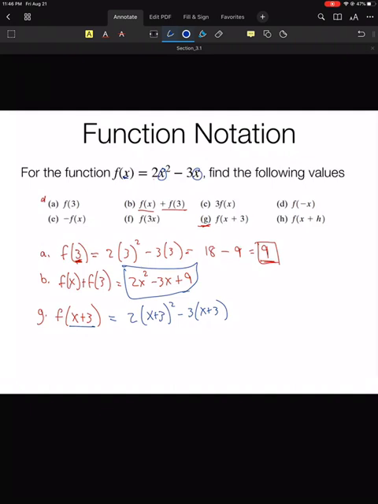So the confusion here is that I have already an x and then I'm adding 3 to it. But remember, this is just a placeholder. So if that confuses you, just say, all right, I don't want to think of it like this. I want to think f of smiley face is 2 times smiley face squared minus 3 times smiley face. And then I replace all the smiley faces with x plus 3's.